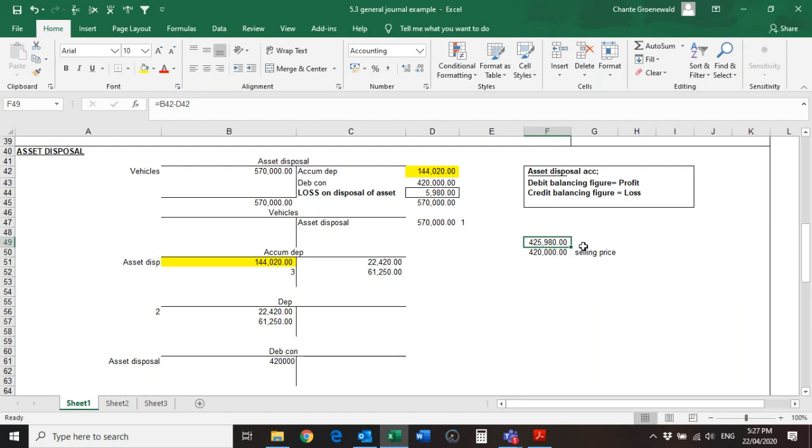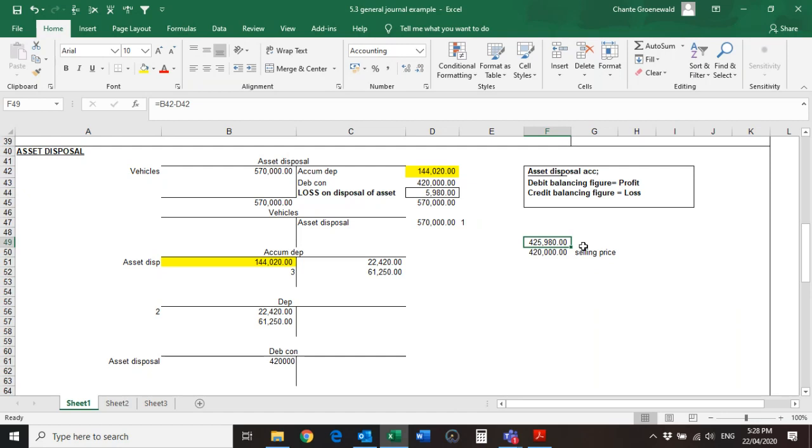Now, debtors control, because I'm selling it on credit, they are still owing me the money. That's why debtors control is an asset. That's how you determine what's an asset and what's a liability. An asset, they still owe me the money.